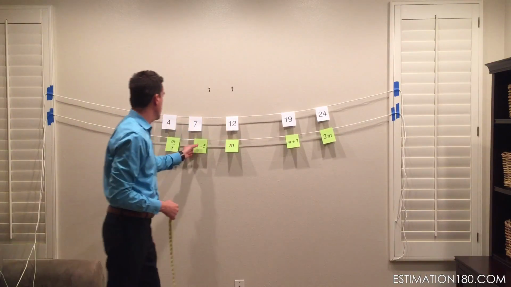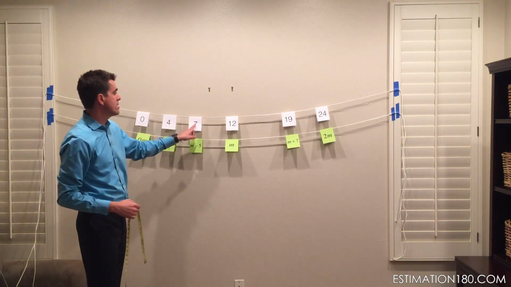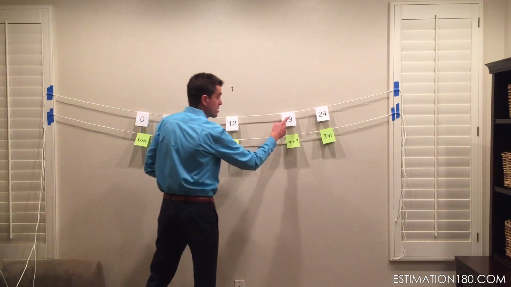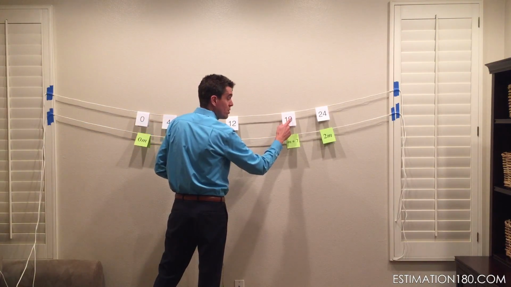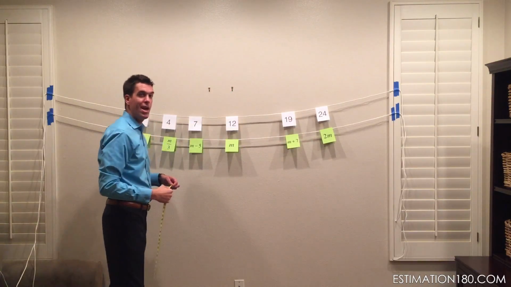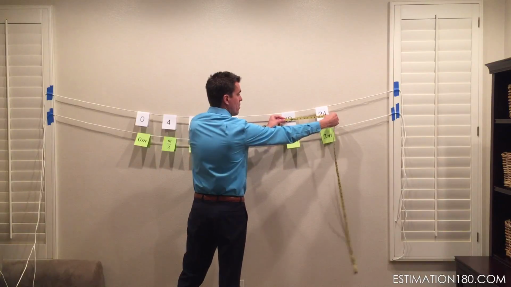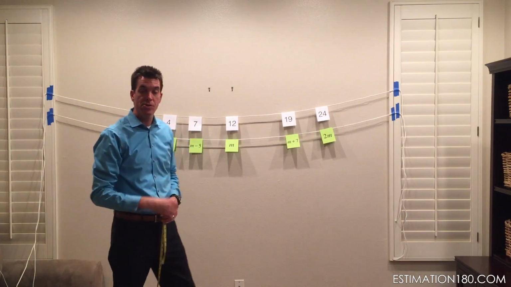I've got one more trick for you. How about this distance between 7 and 12? Isn't that 5? Well, shouldn't the same distance be between 19 and 24? Yeah, watch this. 7 and 12, 19 and 24. Not bad. Pretty close. So there you go.